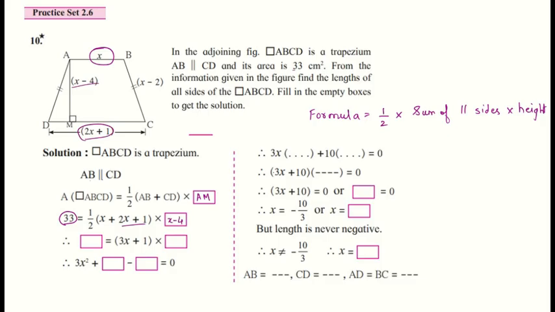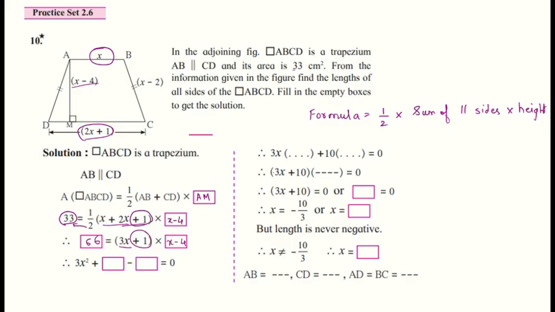If you solve this further, this 2 will be multiplied by 33. We will get 66 equal to this x plus 2x will give us 3x plus 1 as it is, and x minus 4 as it is.